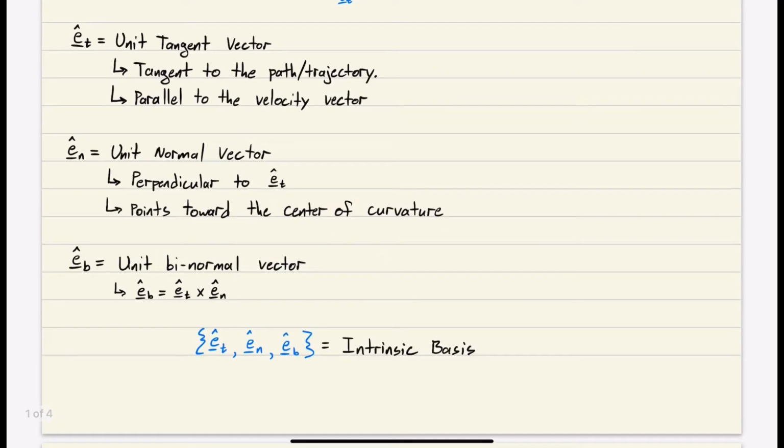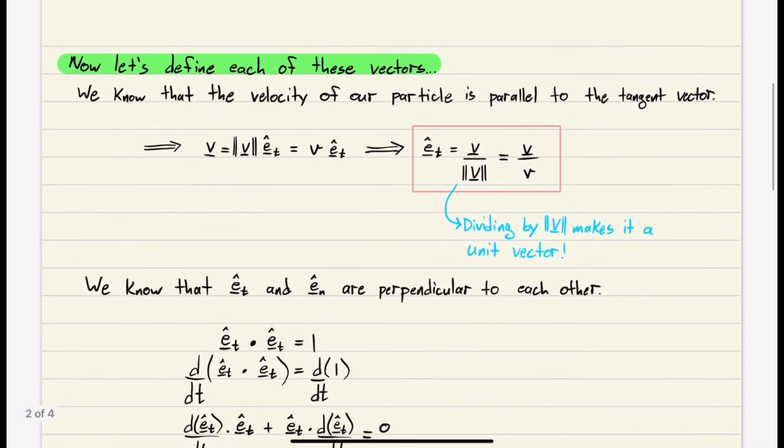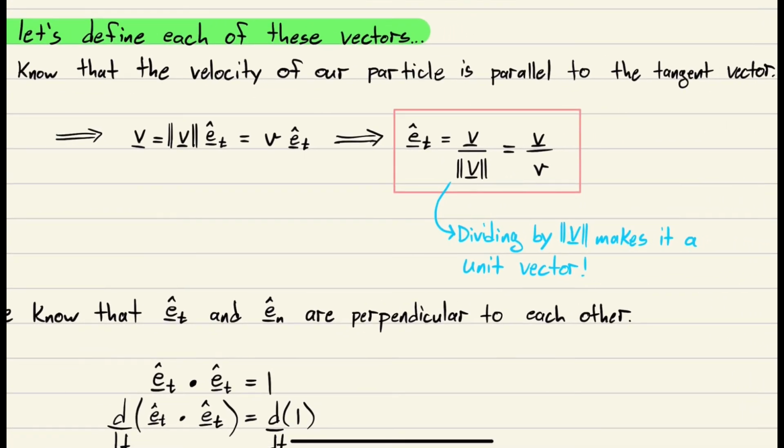So now that we conceptually understand these directions of our intrinsic basis, let's actually put some math to it. So let's define these vectors. We know that the velocity of our particle is parallel to the tangent vector, right? I said that pretty exhaustively, I think. So we can just say our velocity vector is equal to the magnitude of the velocity in the E sub t direction, right? There's nothing wrong with that. That's how we can define the velocity. Our velocity vector is just equal to the magnitude of itself, and what direction is it pointing in? It's pointing in the tangent direction.